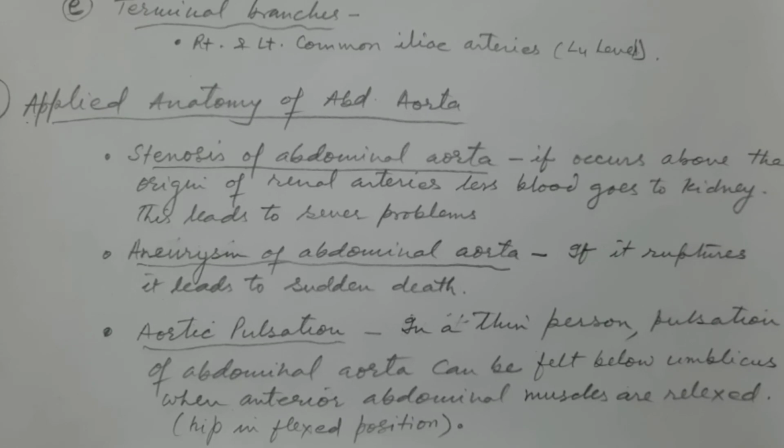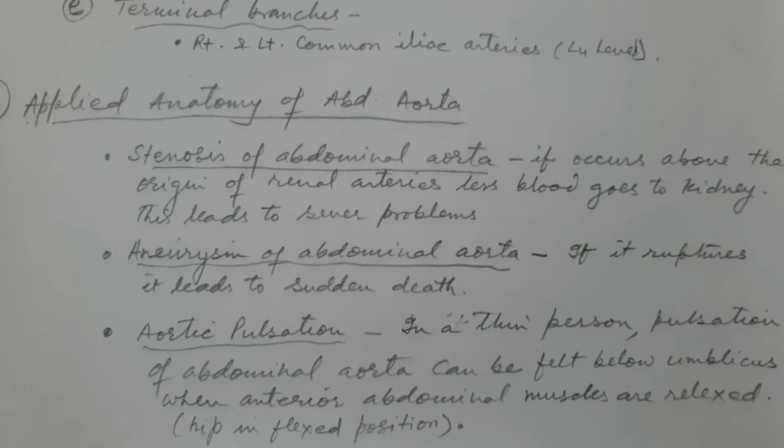stenosis of the abdominal aorta is taking place, then the blood will not go sufficiently into the kidneys, and this will lead to a lot of problems. Kidney functions will be impaired. Serum creatinine may go very high, and it is a fatal condition. So probably the child may not be able to live for many years. So this is the stenosis of the abdominal aorta.